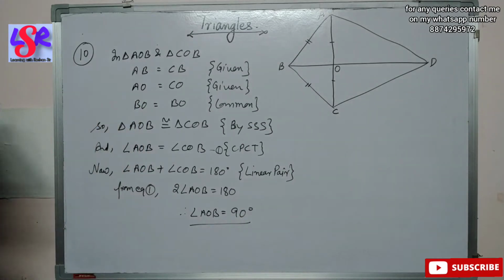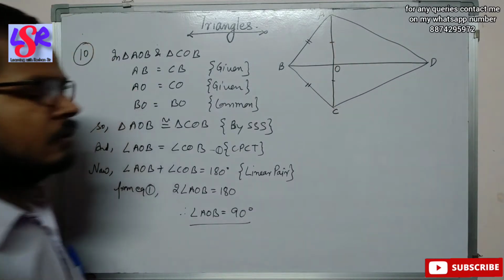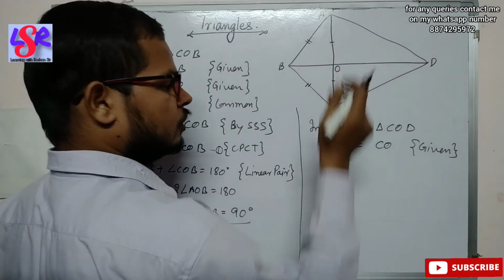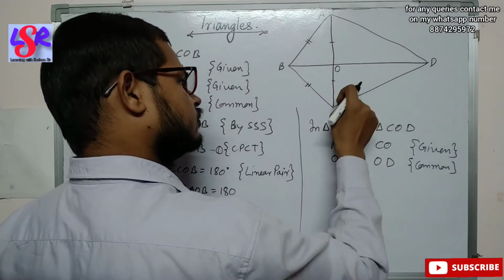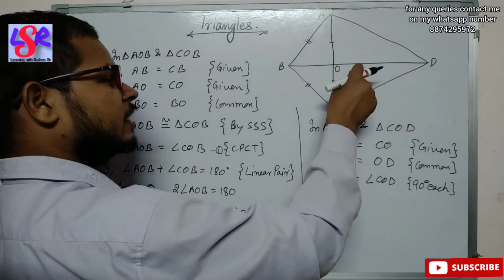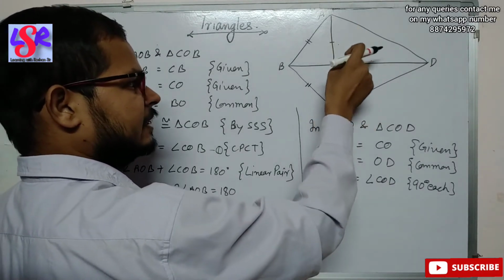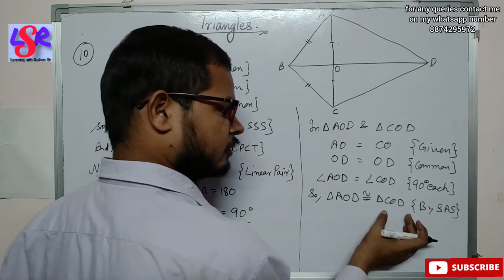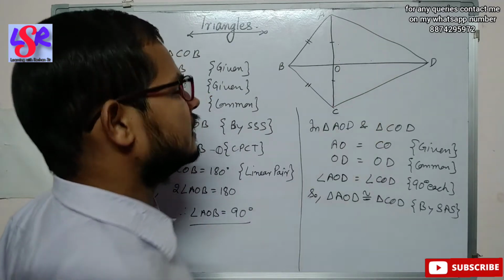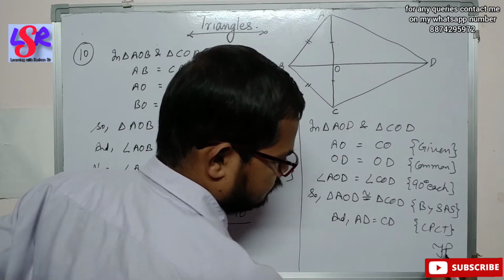Now after this, we have to prove triangle AOD congruent to triangle COD. So in triangle AOD and COD, AO equals CO given, OD equals OD common, angle AOD equals angle COD as they are both 90 degrees each. Now to prove these two triangles congruent, we have used this side, this angle, and then this side. So it is SAS. Therefore triangle AOD is congruent to triangle COD by SAS, and AD equals CD by CPCT, hence proved.